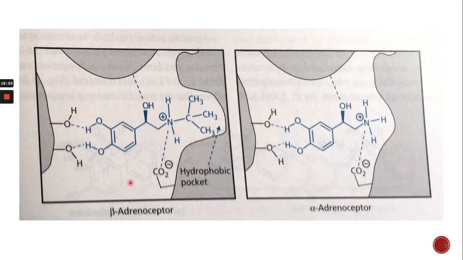So this is the difference between the beta receptor and the alpha adrenergic receptor. The alpha adrenergic receptor does not have the extra pocket which the beta adrenergic receptor has. So if the molecule has a bulky group, the tertiary butyl group, at the amino part, it can fit into the hydrophobic pocket of the beta adrenergic receptor, not the alpha adrenergic receptor. That's how a molecule decides whether it fits into the alpha or beta adrenoreceptor on the basis of its bulk. If the molecule is not bulky, it can easily fit into the alpha adrenoreceptor.